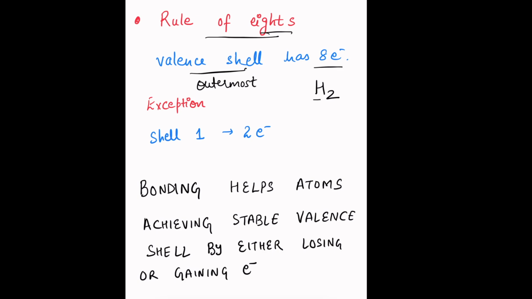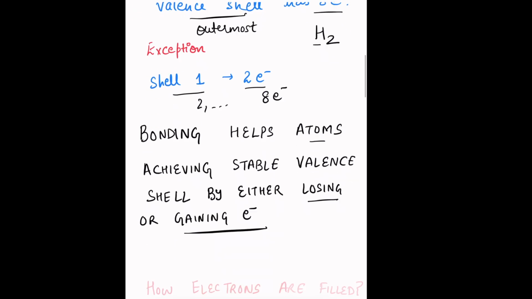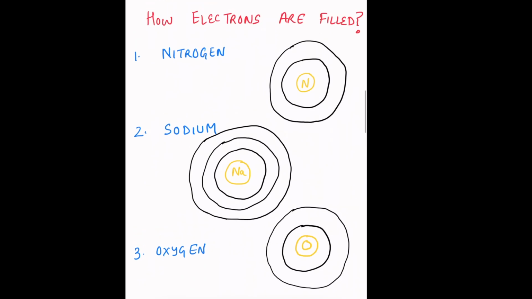That means 2 atoms of hydrogen are combining to form a molecule. There is only one exception to this rule, which is that the first shell only has a capacity of 2 electrons. Other than that, the other shells, starting from the second, should have 8 electrons. So the bigger picture is that bonding helps those atoms achieve a stable valence configuration by either losing or gaining electrons. Now let us understand how the electrons are filled.